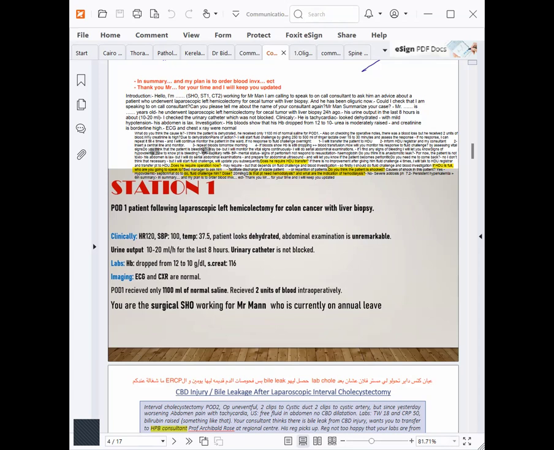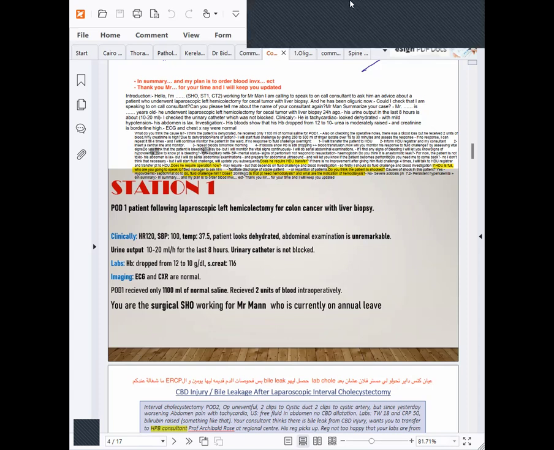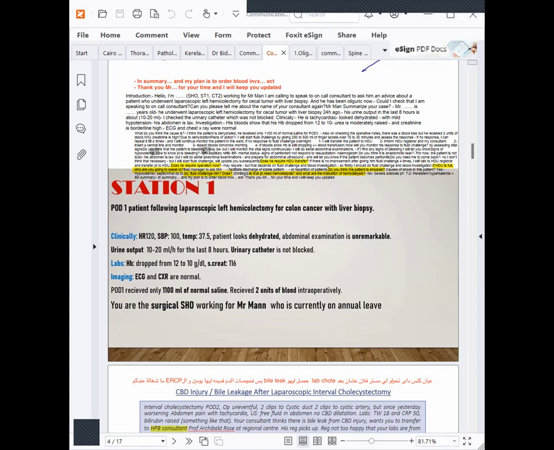Okay, and what are the causes of shock in this patient? Sepsis and hypovolemia. Does he require high dependency unit transfer? Till now, no. We will reassess his vital signs. Does he require operation now? No.